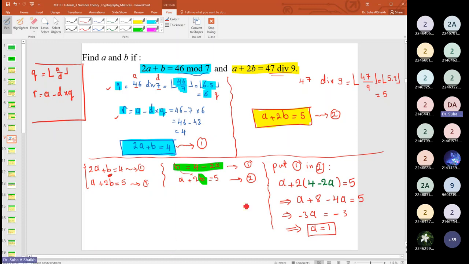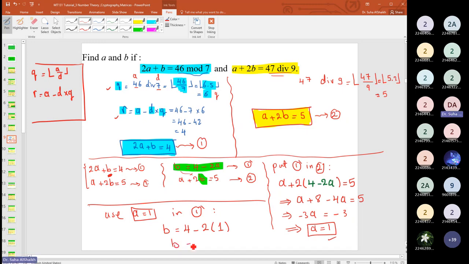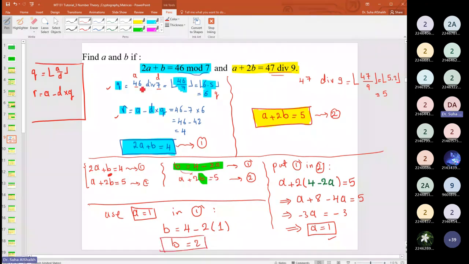Okay? So we got our A. Now use A equal to 1 in equation 1 dash. This will give you B equal to 4 minus 2 times A, which is 1, since I got A equal to 1. So B equals 4 minus 2, which is 2. This will be the value of B. This is my A and this is my B, and this answers the question that asks for A and B. Okay?